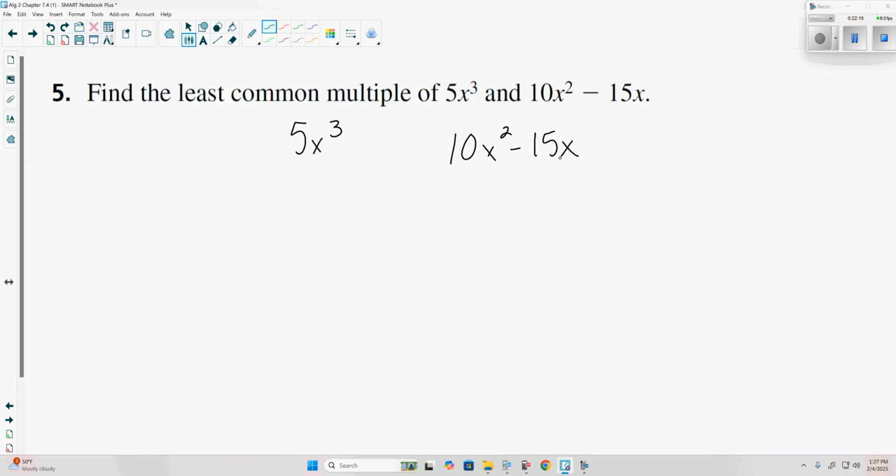So we want to find the least common multiple of 5x cubed and 10x squared minus 15x. 5x cubed is nice to factor because it's a single term, we can't do anything with it. It is as simplified as it gets. 10x squared minus 15x has a greatest common factor of 5. It's also what? x.